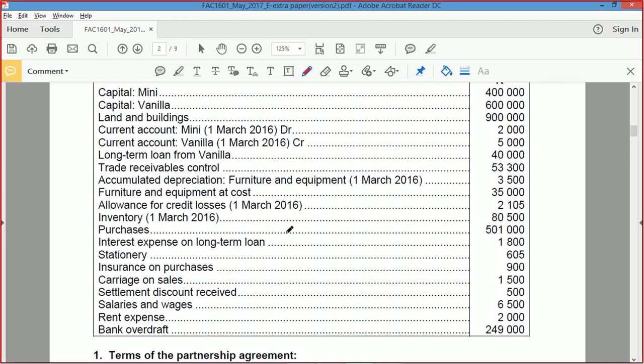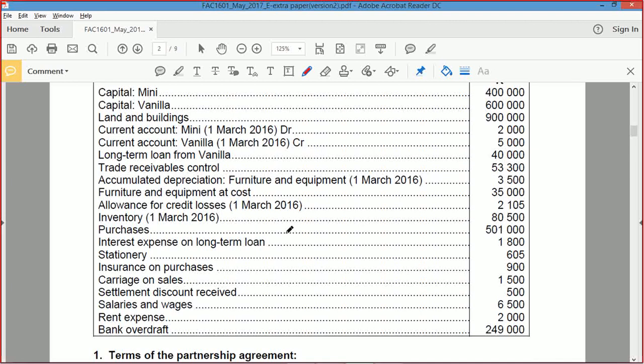Okay, capital is capital. Do I need it? No, capital we said goes in the SOCI. Land and buildings. No, that's an asset. Correct. Asset would go to the statement of financial position. Don't need it. Current account. No. Correct. So, current account would go in statement of changes in equity.